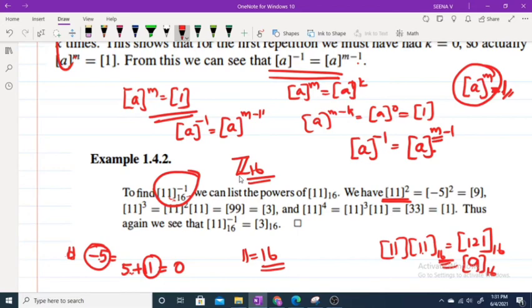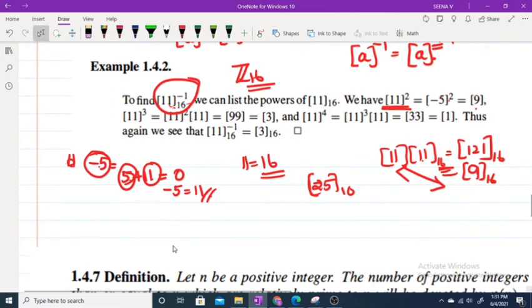Similarly, 5 inverse is 11. That means 5 inverse here means additive inverse, minus 5 is 11. So you can also use this property. Minus 5 times minus 5 is 25, and 25 mod 16 is equal to 9. Or you can directly do this.